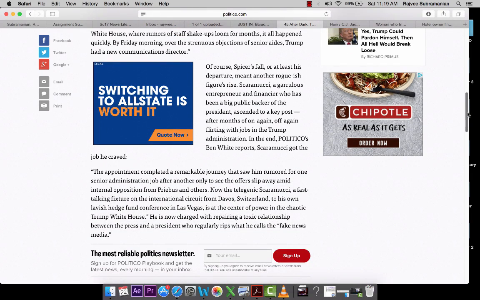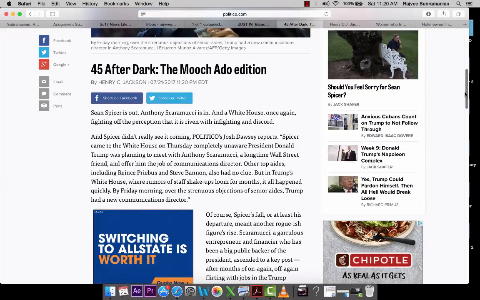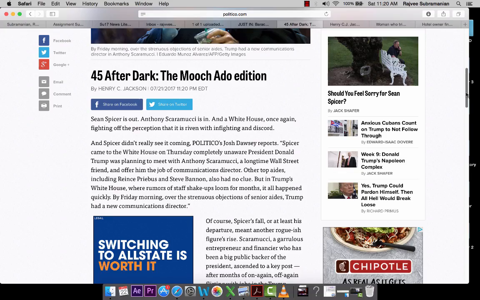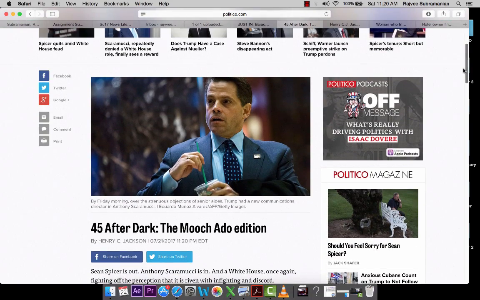So there are not many sources, even though there are a lot of things within quotes. From Davos, Switzerland to his own lavish hedge fund conference in Las Vegas is the center of power in the chaotic Trump White House. He's now charged with repairing talks between the press and the president, who regularly rips what he calls the fake news media. So I'm not very happy with the sources cited, and I'm not even happy with the language used. So I think it does not pass the verification.